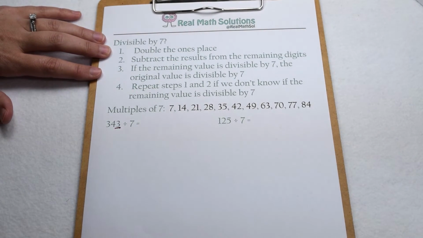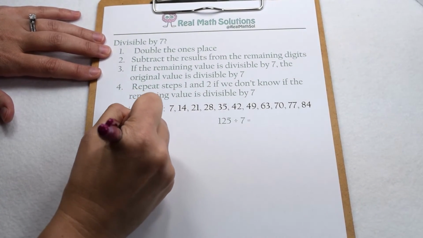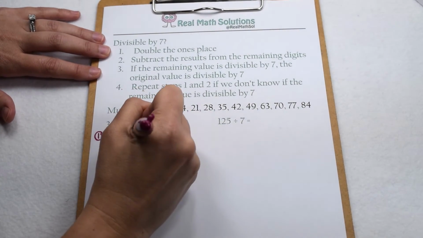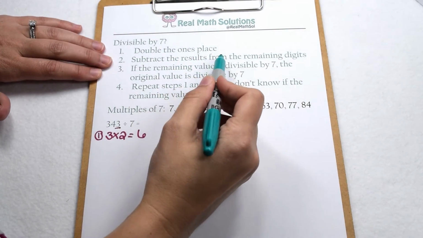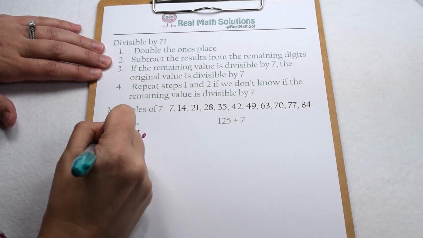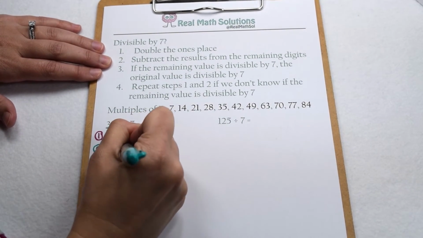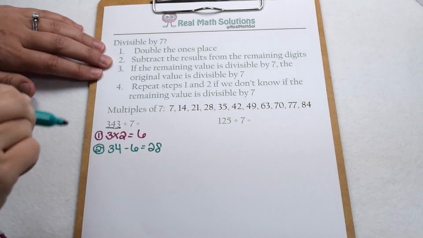In our first problem, we have 343 divided by 7. 3 is in the ones place, so the first thing I need to do is double that 3. When I double that 3, I have 3 times 2, that gives me 6. Our next step is to subtract the results from the remaining digits. Well, the remaining digits are 34, so that means I'm going to have to subtract that 6 from 34. When I do 34 minus 6, that leaves me with 28.